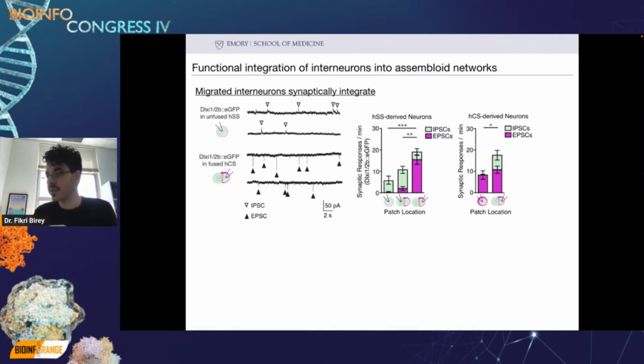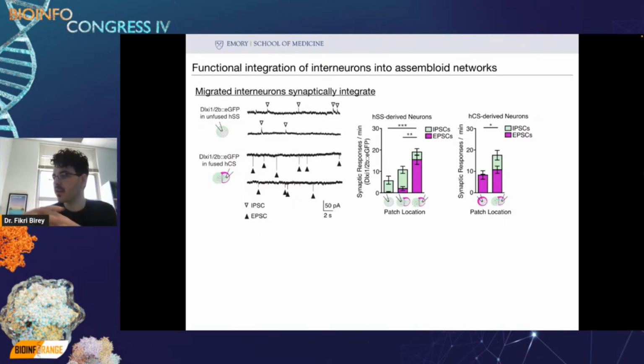Interneurons unfused in an assembloid. This is our assembloid negative control. And then the actual experimental group is the interneurons that had migrated over. And what we saw in the first bar plot here, you can see that only the cells that have moved over and stopped and integrated are really receiving these excitatory postsynaptic currents from the glutamatergic network around them. So that was really key for us to be able to see that.